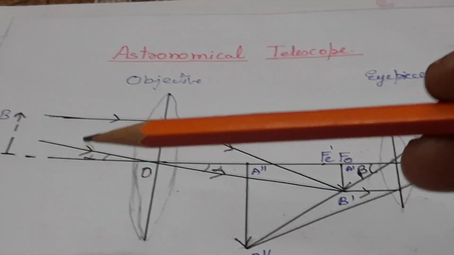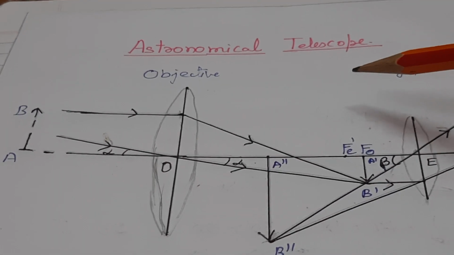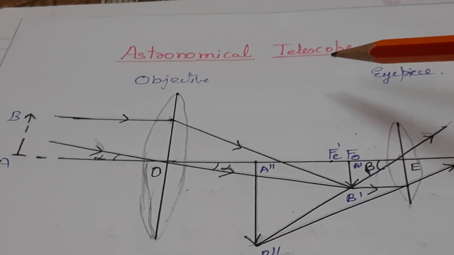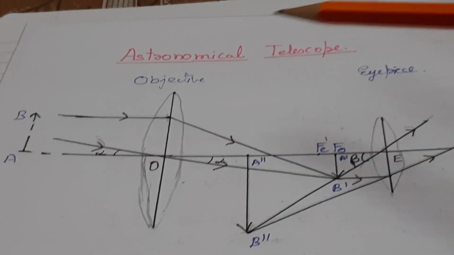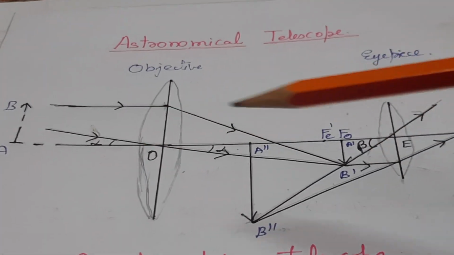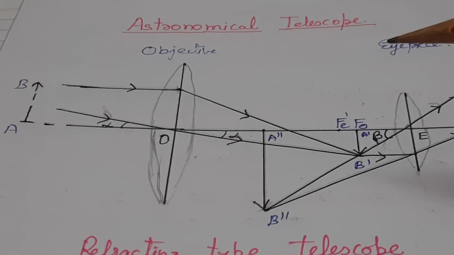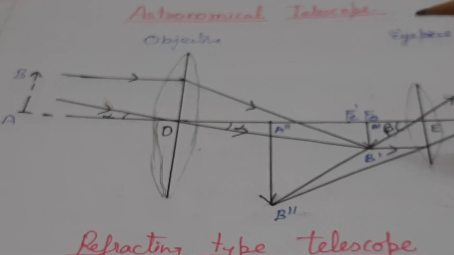So please learn this diagram very well. Always, either compound microscope or astronomical telescope is asked in your question paper. So please learn this diagram very well. I hope this diagram is easy for you. You can make it in only 2 or 3 minutes. Do practice and you can do this.